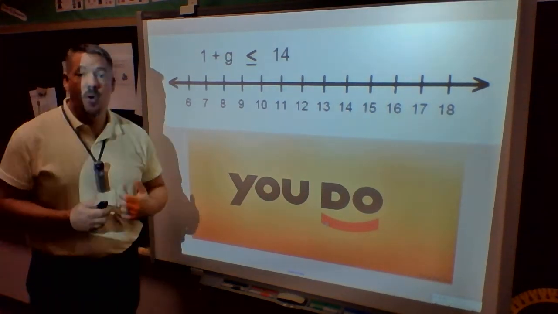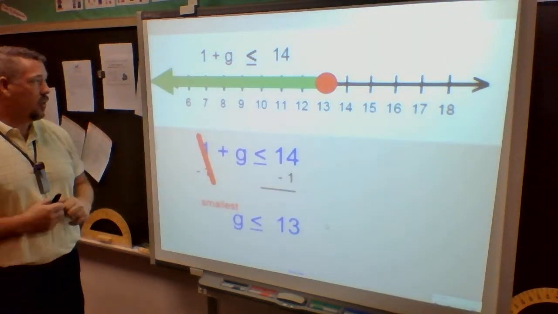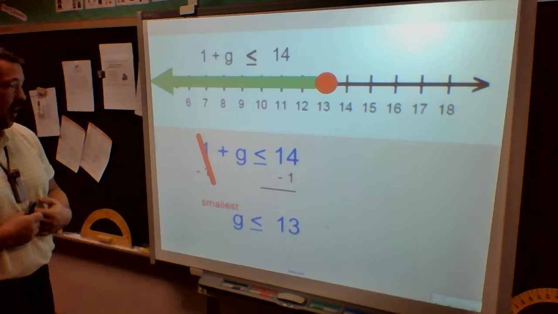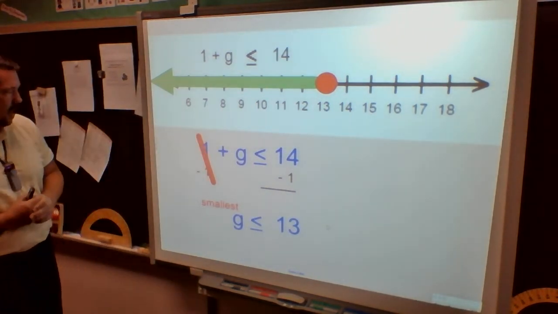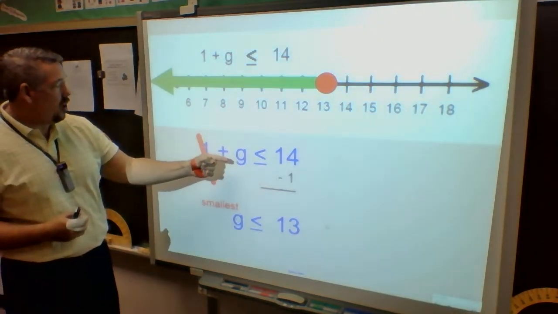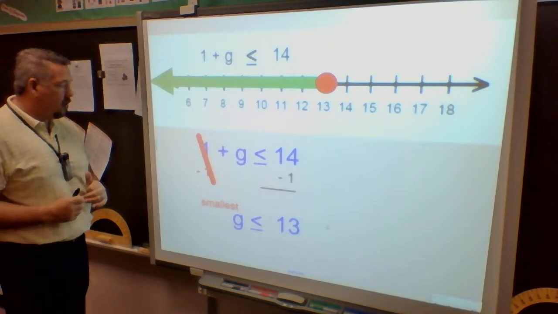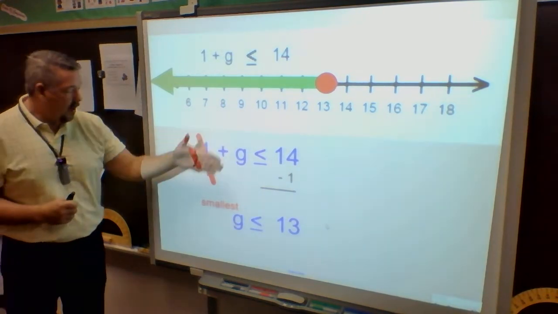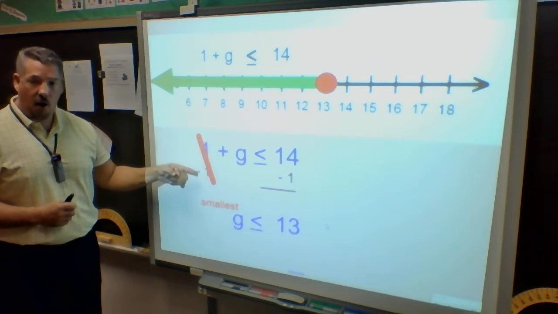So hopefully you have your answer. And your answer looks like this. So let's see why my answer looks this way and see if you made a mistake, or maybe I did, because I often do. So I had 1 plus g is less than or equal to 14. I copied it down correctly. I'm going to get my g by itself. Positive 1 plusing 1, so I have to subtract 1.